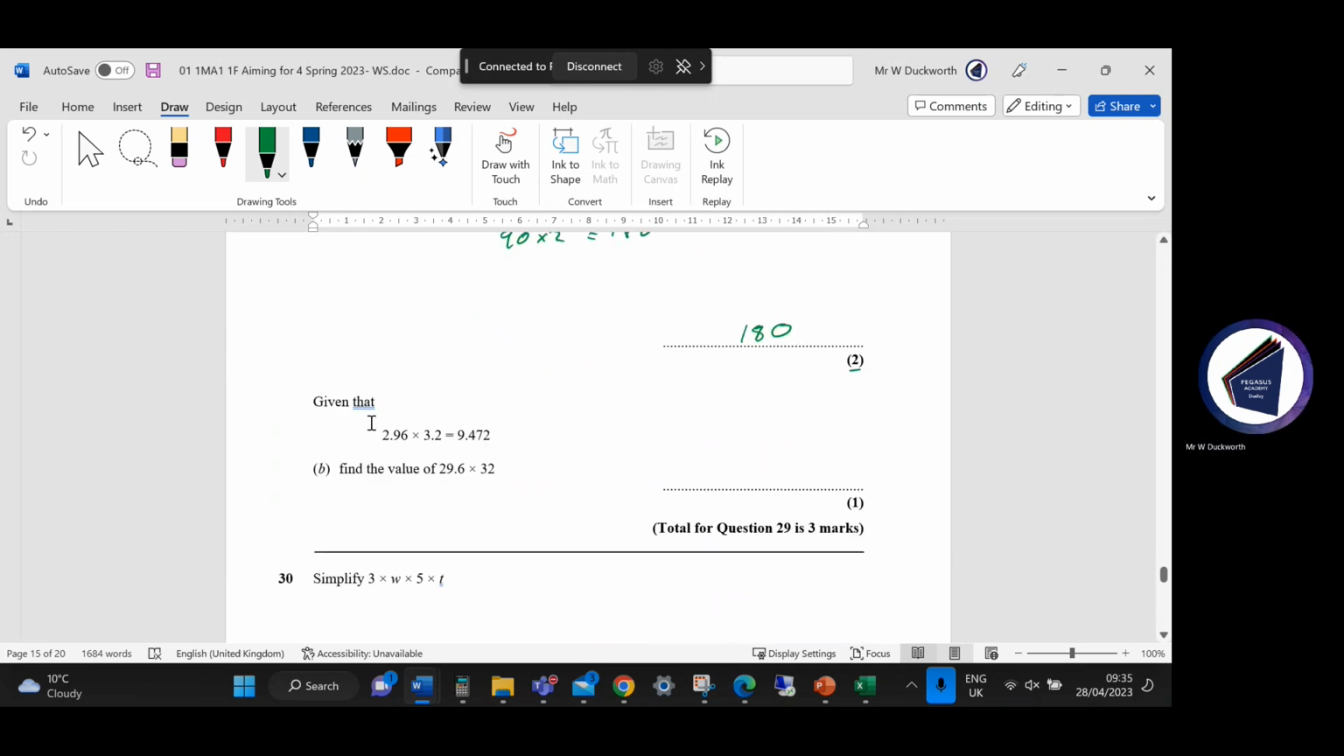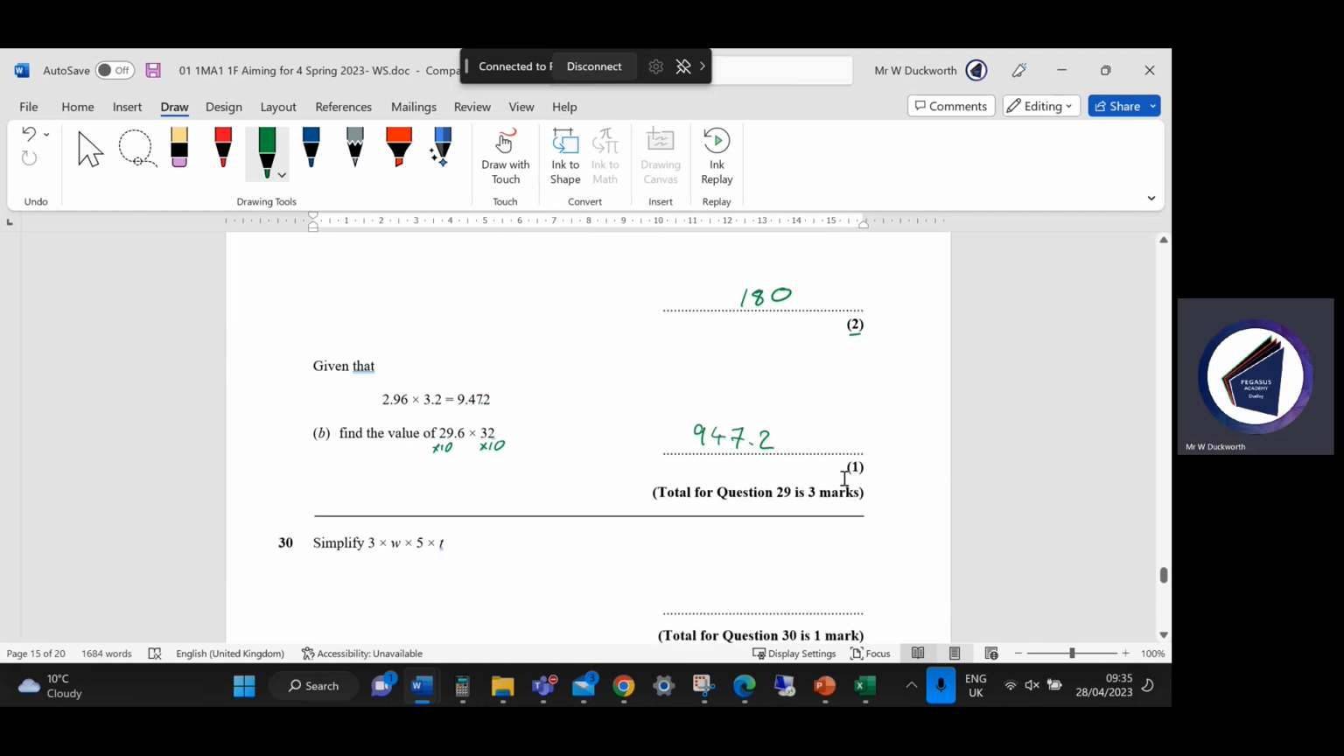Right. Given that 2.96 times by 3.2 is 9.472, work out the value of this. So this number is 10 times bigger. This number is 10 times bigger. So we should have a number that is 100 times bigger. So 947.2 is how I would do that question.